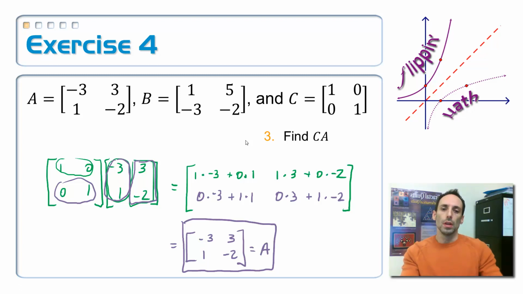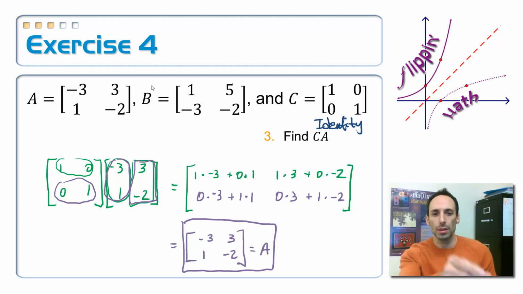Okay. Number 3, multiplying C times A. And whenever you multiply C times A, your answer is exactly the same as A. It's like I just multiplied it by the number 1. This is called an identity matrix. It's like the number 1. This is called an identity. So for example, if you multiply 5 times 1, you get 5 back. If I multiply matrix A times its identity, I get that matrix back.